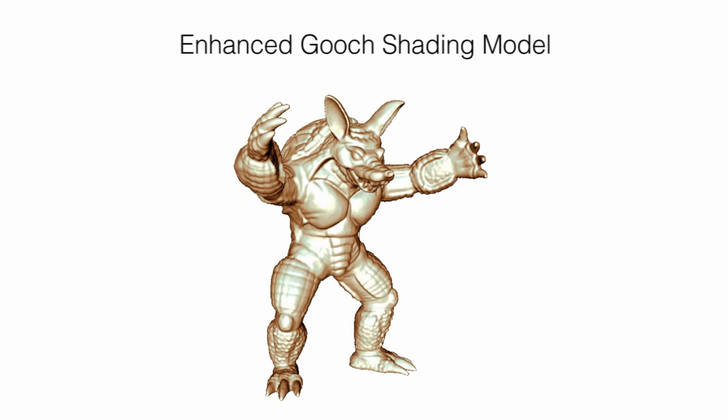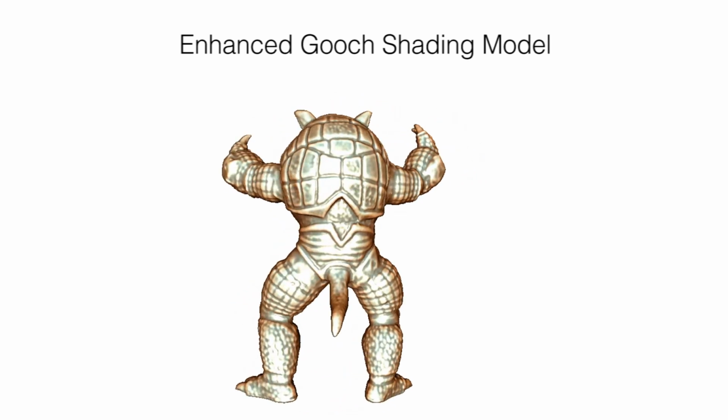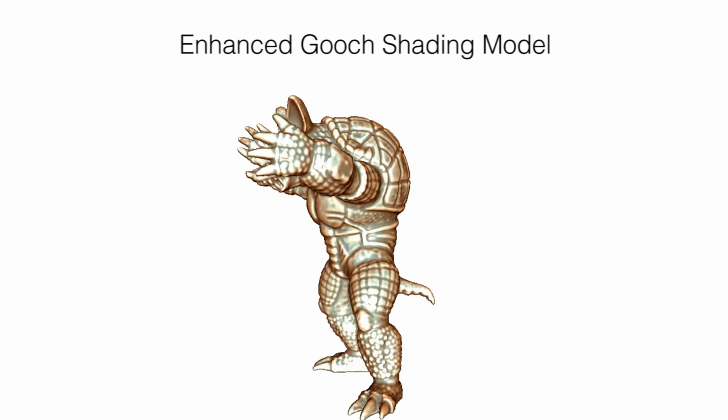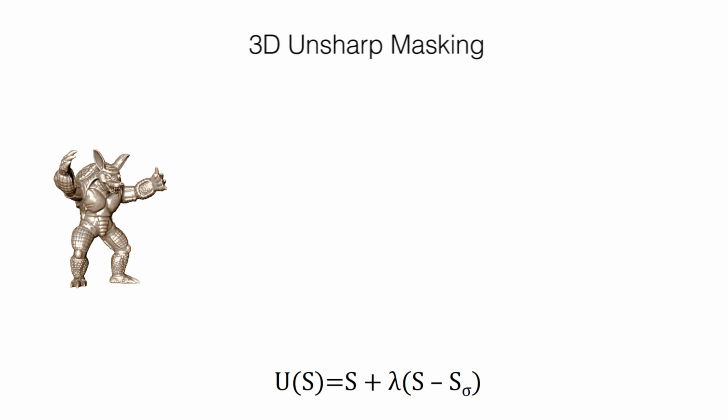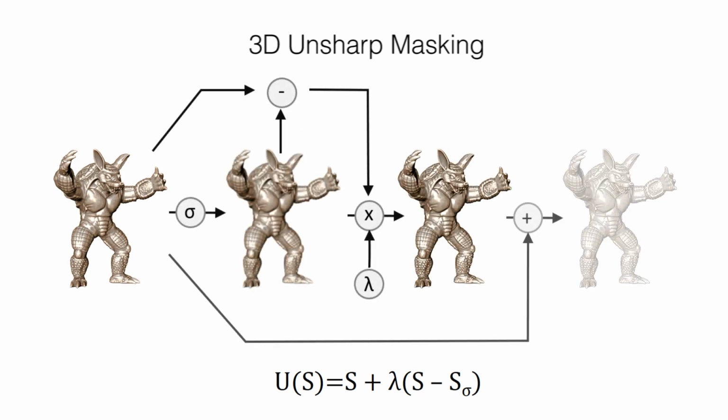For example, all parts of the Armadillo 3D model are more apparent because convexities and concavities are depicted in cold and warm colors respectively. Geometry-based shading technique also enhances the shape depiction using the unsharp masking normal operator. It is used to amplify the sharpness of surface normals in order to reveal the fine surface details.